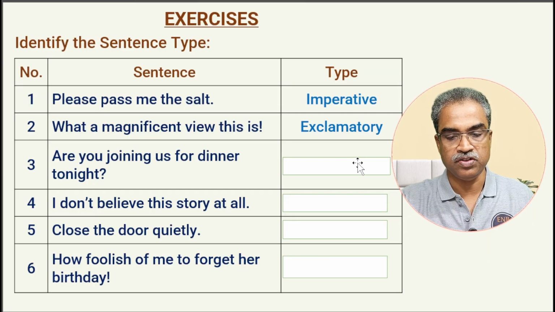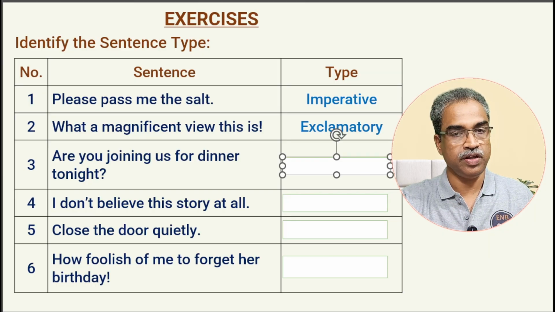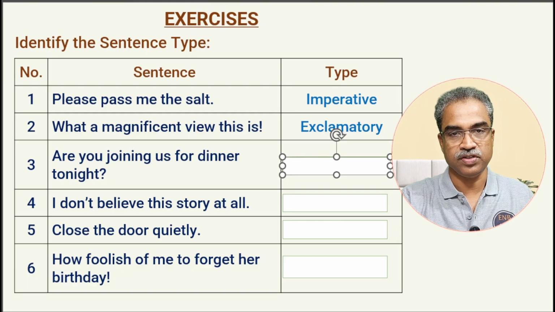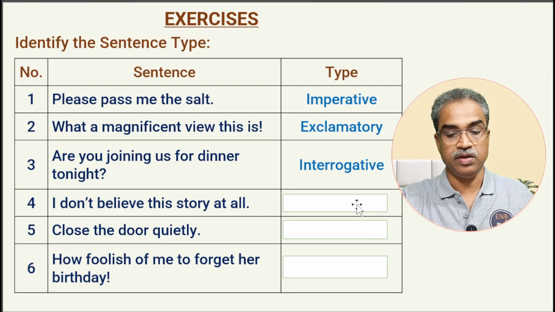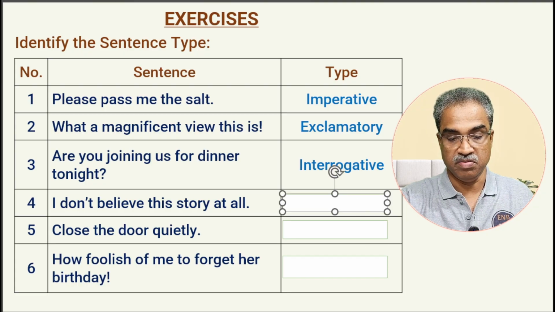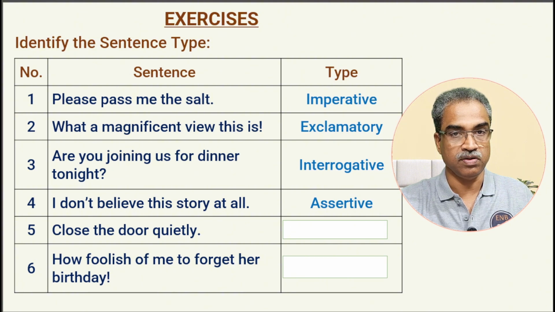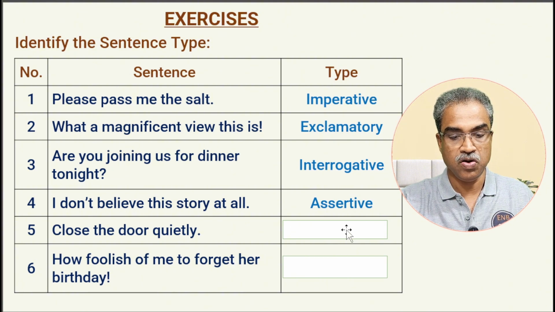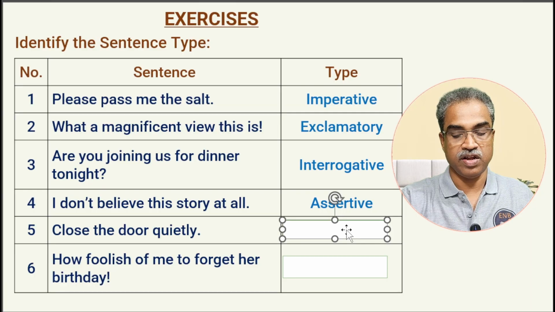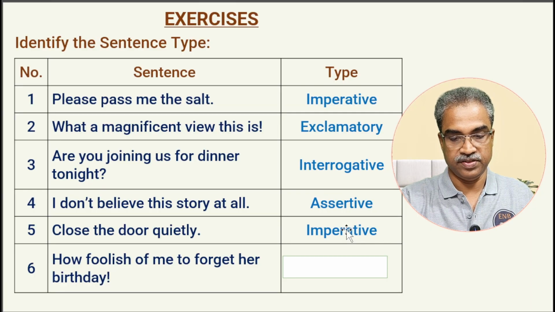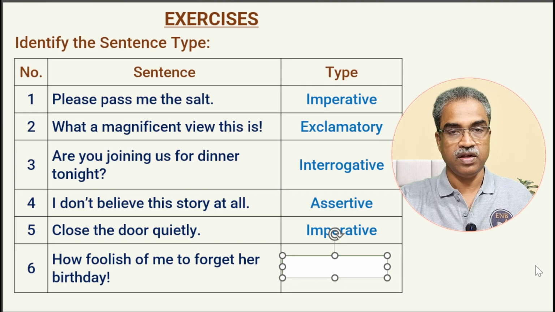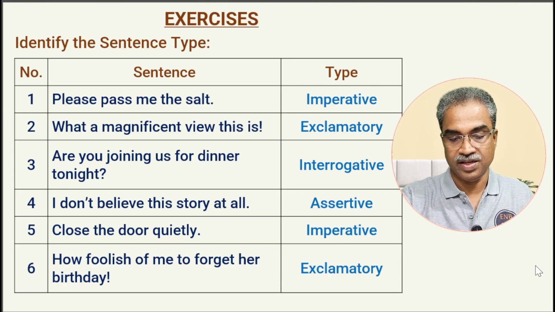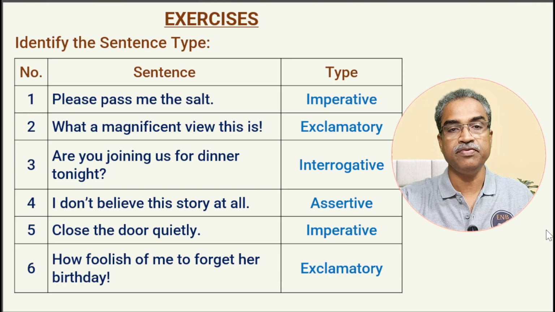Are you joining us for dinner tonight? What is it? Question. So interrogative. Next, I don't believe this story at all. This is simply assertive or statement or declarative. Close the door quietly. It's a command or an instruction. So it is, yes, imperative. How foolish of me to forget her birthday. I forgot her birthday. I regret. So I say, how foolish of me to forget her birthday. It is exclamatory. Simple enough.